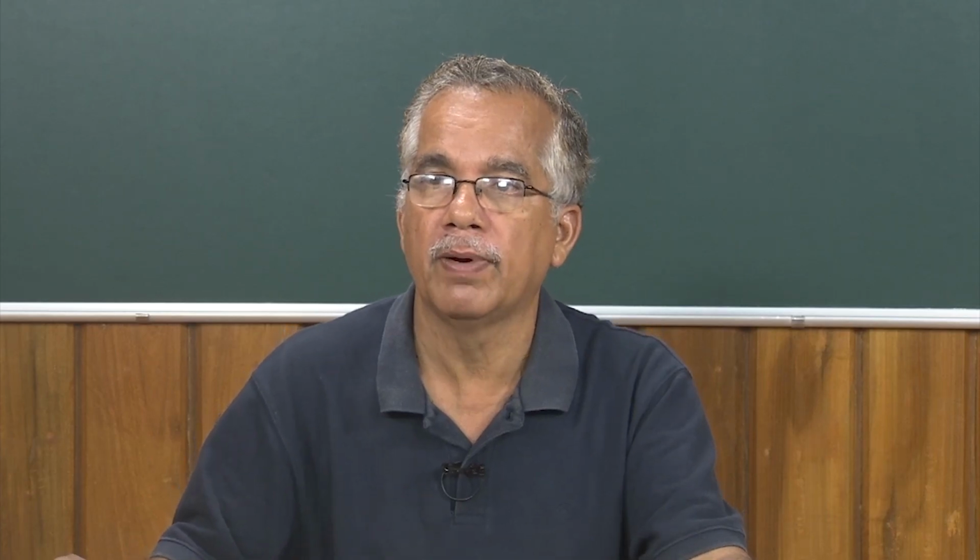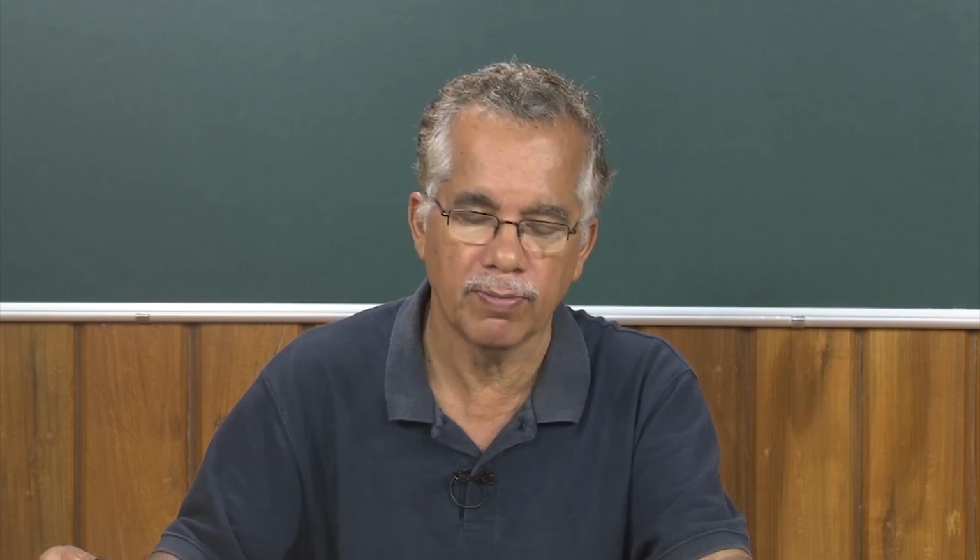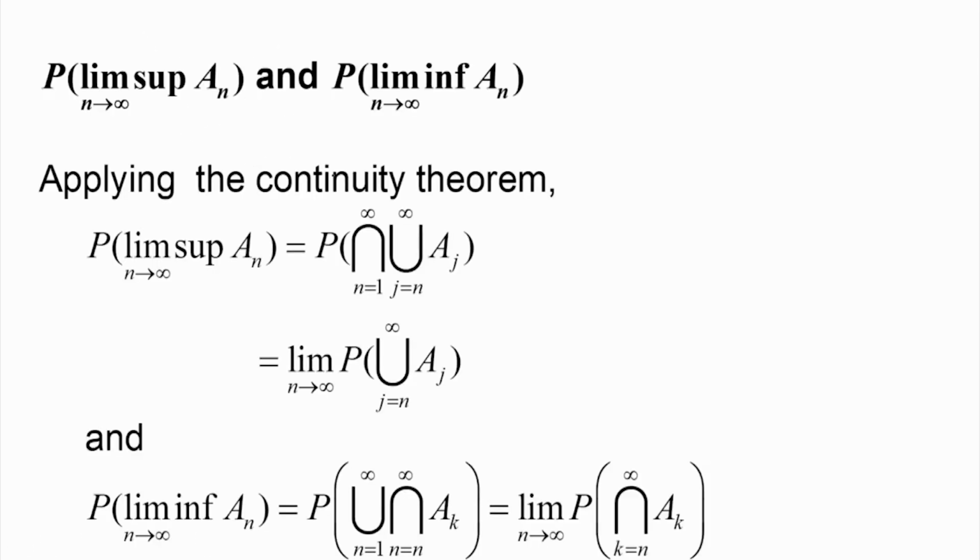So, we have defined two limits, lim sup of A n as n tends to infinity and lim inf of A n as n tends to infinity. Now, we can apply the continuity theorem to find out the probability of these two events.